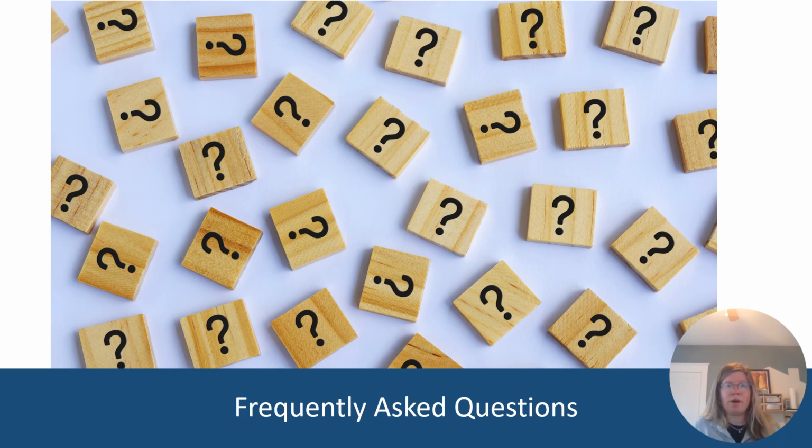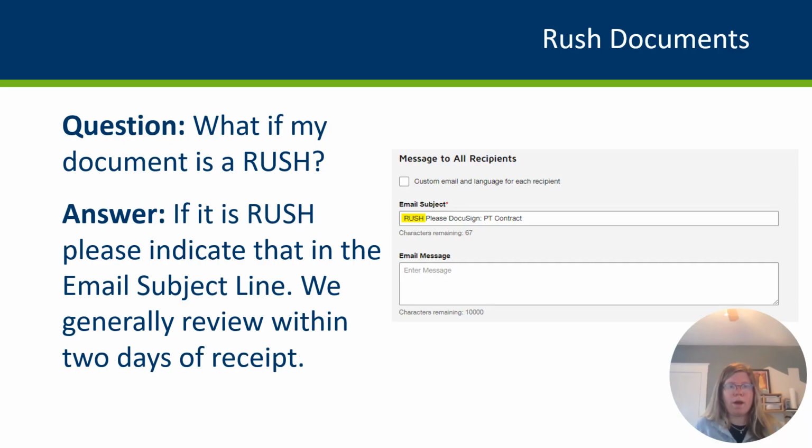Here are the most common questions that we get regarding DocuSign. What if my document is a rush? If it is a rush, please indicate that in the email subject line. We generally review within 2 days of receipt. This message screen appears during the very beginning of your DocuSign setup when you are adding signatures. It is helpful to include information like the vendor name, SWIFT contract number, or admin ID so we can easily locate the document if necessary.